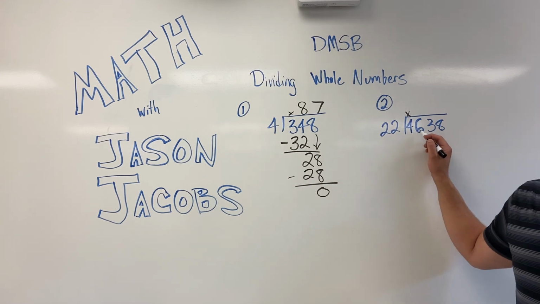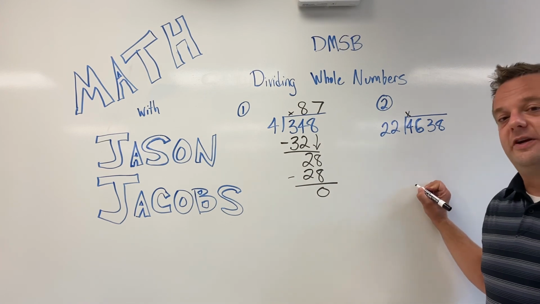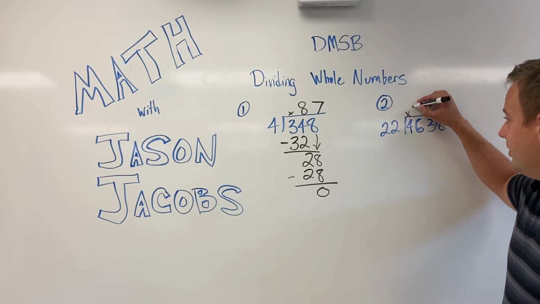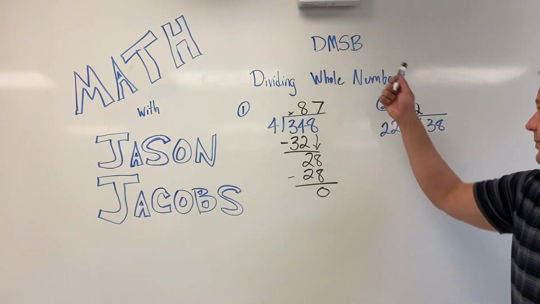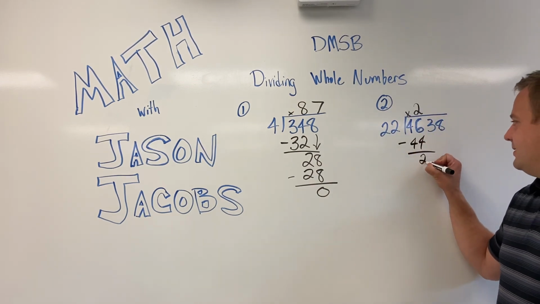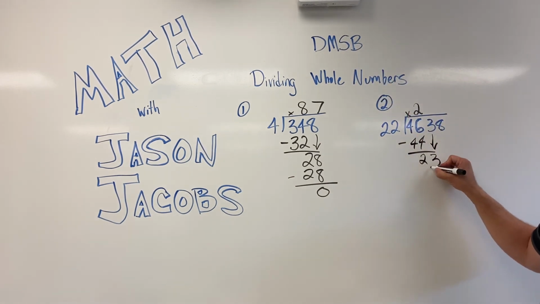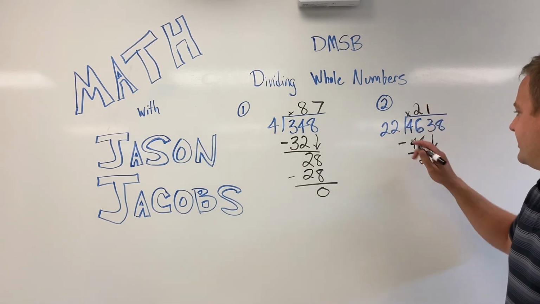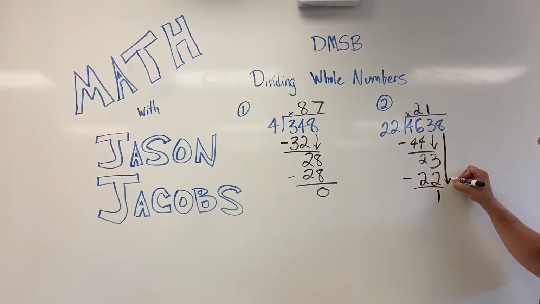22 goes into 46. Well, sometimes off to the side you do 22 times 2, 22 times 3. When you do 22 times 2, you find out 44, and that works. So 2, and then 2 times 22, so that was dividing, now multiplying. 2 times 22 is 44. And then we subtract and bring down. So we're going to bring down the 3. Now 22 goes into 23 one time, and 1 times 22 is 22. Subtract and bring down that 8.